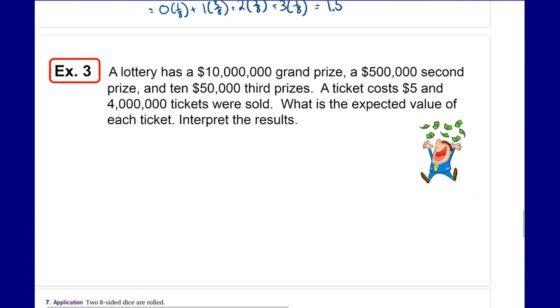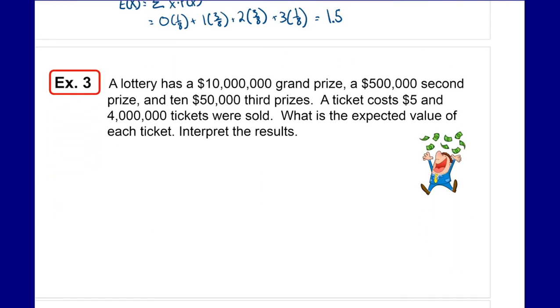The last one, a lottery has a $10 million grand prize, a $500,000 second prize, and 10 $50,000 third prizes. A ticket costs $5 and 4 million tickets were sold. How much can a participant expect to win? So here we need to find our expected value or the weighted average. So we need to kind of put this into a table first because we need to look at the different outcomes.